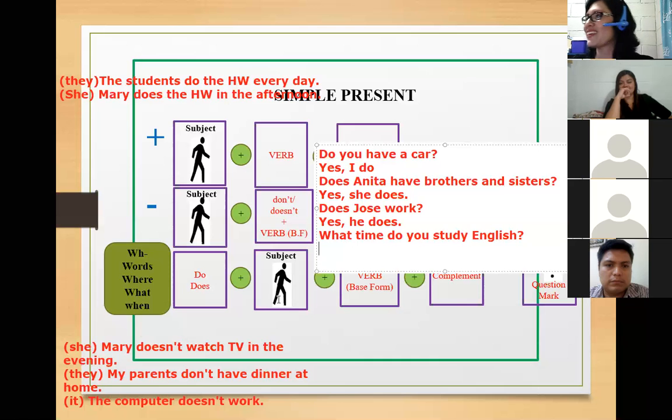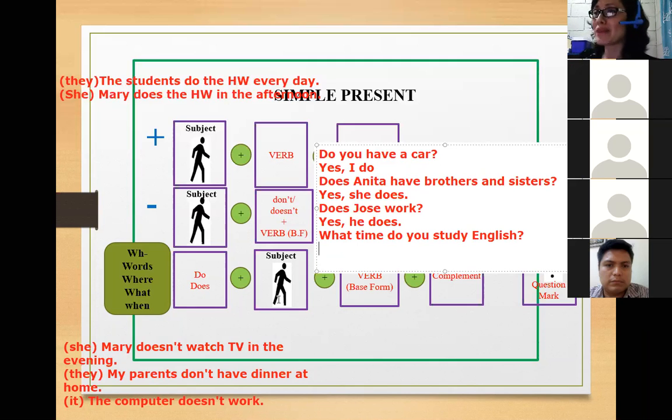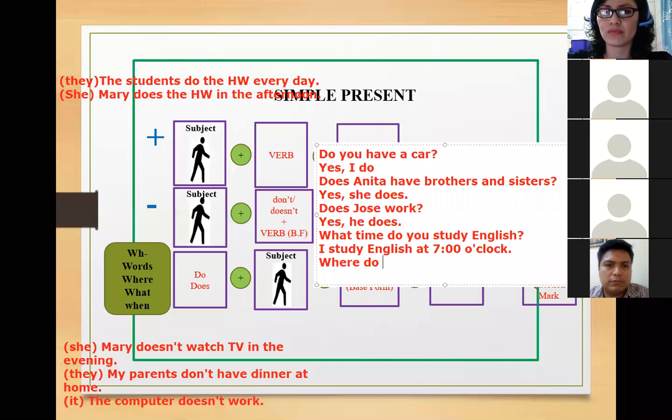Hola. ¿Quién es? Lisbeth, thank you, Lisbeth. Okay, sí. Let me ask you this, Lisbeth. What time do you study English? Entonces sería, I'm studying English at 7 o'clock. Okay. Bueno, vamos a hacerlo todo. I study English at 7 o'clock. Very good. Thank you very much. Ahí está. Okay. Thank you. You're welcome.